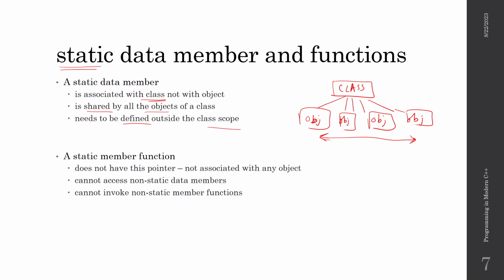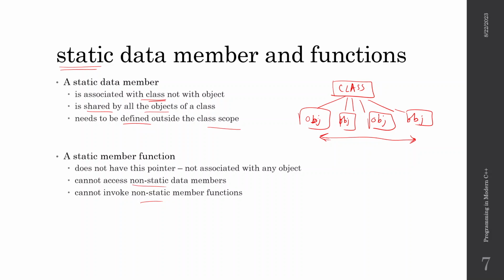Next is static member function. A static member function is similar to a static data member, in that you can think that the function is associated with the class itself and not any specific object. A static member function can only access static data members. It cannot access non-static members. Why? Because the static member function is not associated with any object, you can call it without creating any object also.